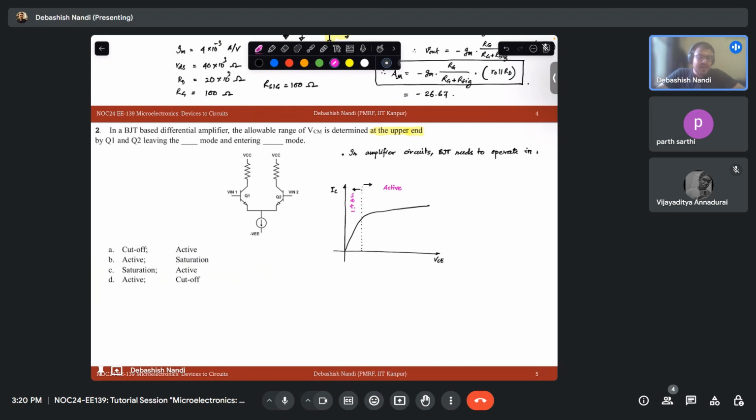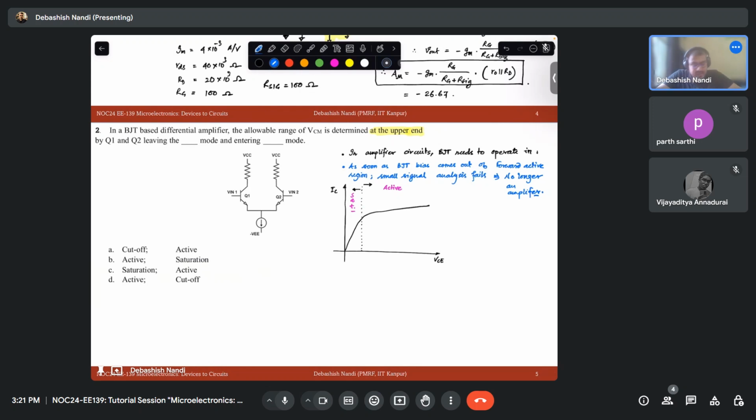So as soon as my device comes out of this linear region, no longer my small signal analysis will be valid. So as soon as BJT bias comes out of linear or active region, let's say, or let's say forward active region, small signal analysis fails. No longer an amplifier. Okay. So that determines what region I should operate.